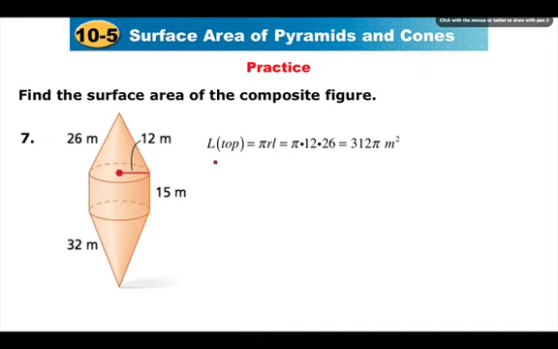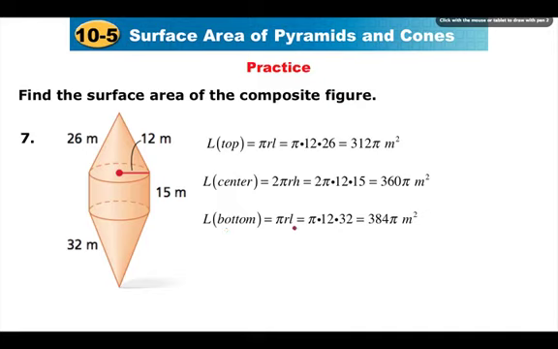Now the lateral of the center, which is basically just the lateral of the cylinder. And you should remember this from a previous section. It's just pi RH. Substitute the radius and the height of 15, and you end up with 360 pi square meters. The lateral of the bottom is pi RL. Same formula as the top, different numbers. It's actually a different slant height. The radius is the same, and you end up with 384 pi square meters.